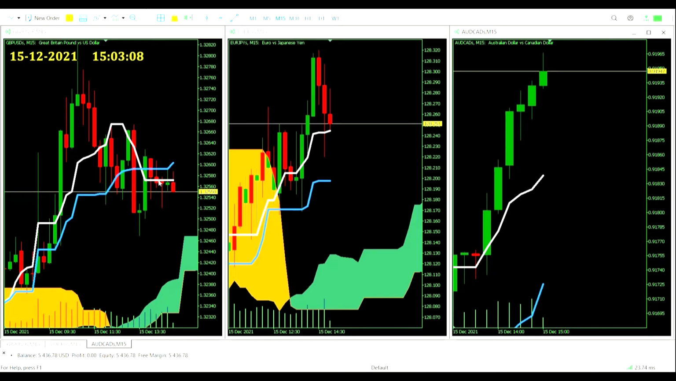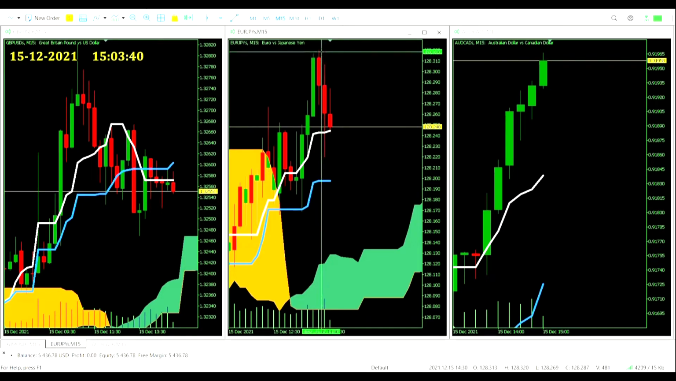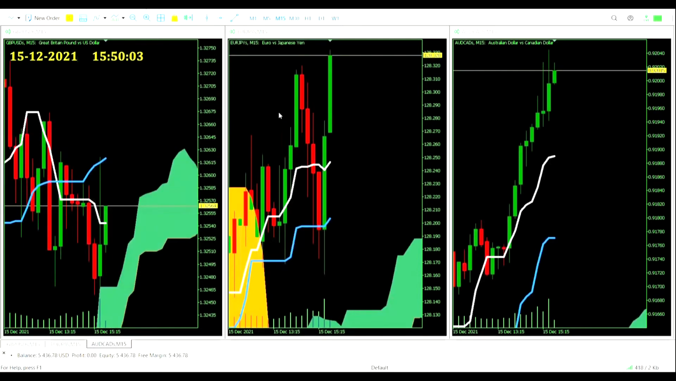Otherwise, the pound US dollar, very rangy over there. That is reflected in the KIJUN sen and TENKAN sen lines, close together, not much going on between them. And the euro yen price just coming off the highs that it previously set around about 30 minutes or so ago. 10 to 4 now, and we are at peak volatility.